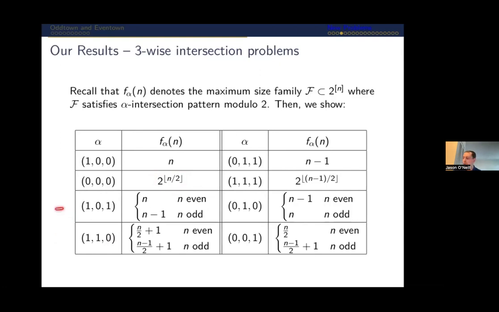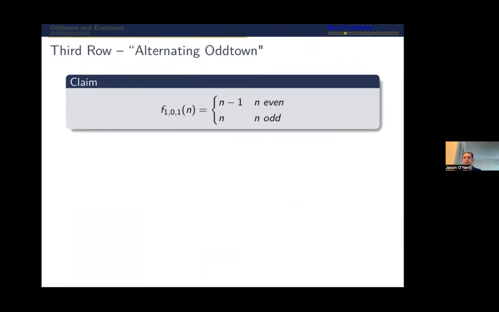The third row, we're calling it alternating oddtown because the vector alternates from 1s to 0s back to 1s and 0 to 1 back to 0. And in alternating oddtown, the answer is pretty close to n. So let's see why. Just repeating what was on the previous slide, the answer here is either n minus 1 or n for the largest such family that's going to satisfy that intersection pattern. Okay, so let's see an upper bound.